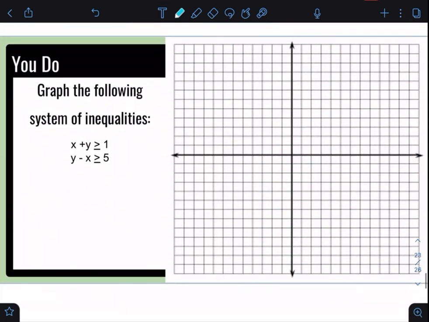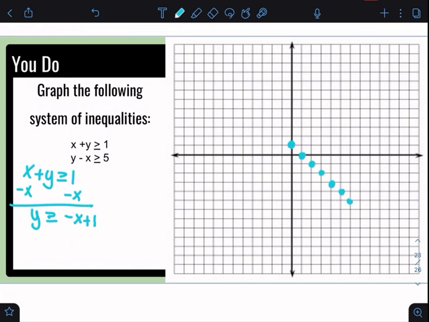And let's look at this example, the first one. X plus y is greater than or equal to 1. Subtract the x to get rid of that. That would give us y is less than or equal to negative x plus 1. Plus 1 means we go up 1. And now negative 1 for our slope means we go down 1 to the right 1, down 1 to the right 1. And we'll keep going down to the right 1.